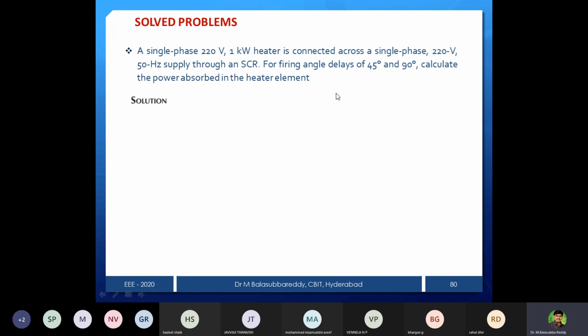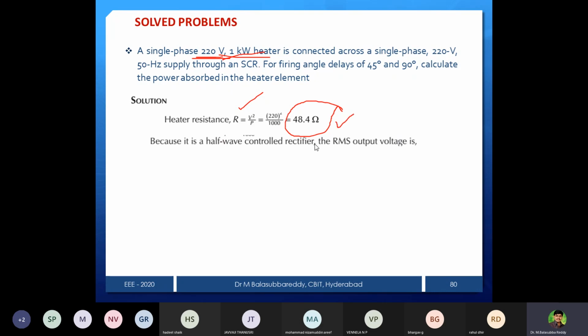Now you can see that it is a single phase supply, and the firing angle is given as 45 degrees and 90 degrees, only power dissipation in the load. Now let's consider it is a half wave rectifier only. So first we should know the value of the load resistor, because power is given. 1 kilowatt power is given, and voltage is also given in this problem, 220 volts. Once you know the power and voltage, we can easily calculate the resistor. So this is the load resistance value, V square by P will give the resistance value. So heater resistance.